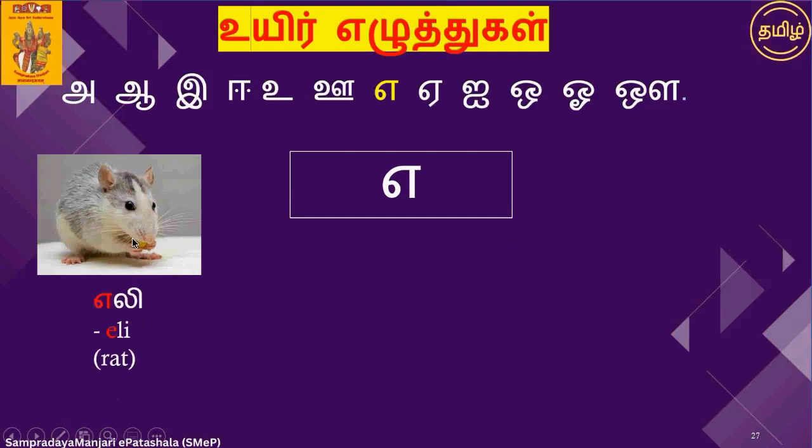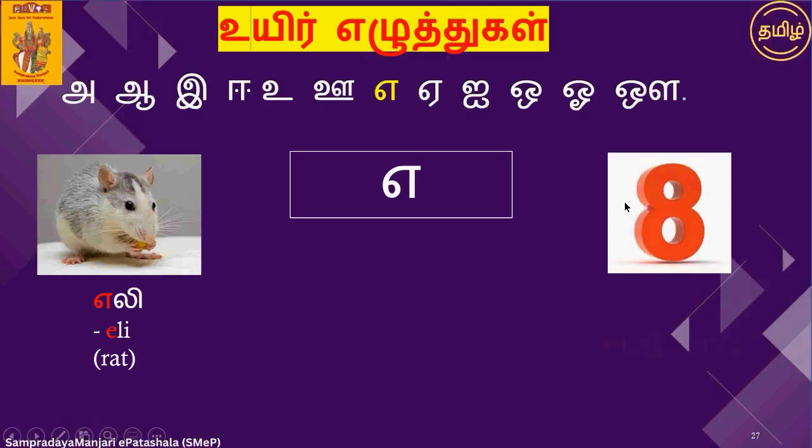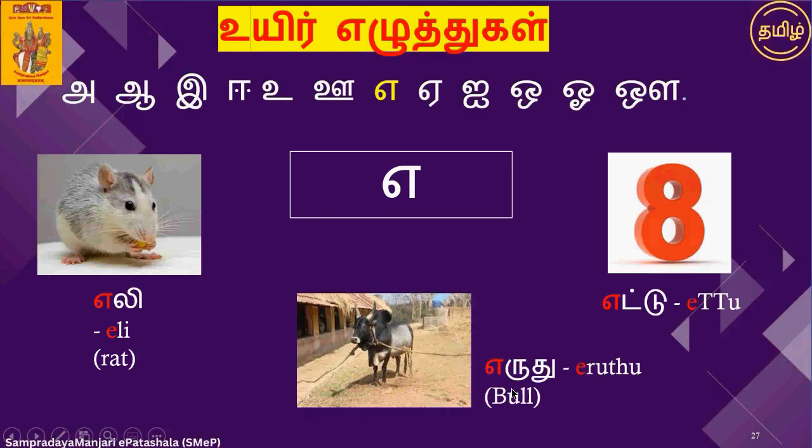A, you see the word. A, Eli. Note the transliteration, which is small e. A, Eli. The meaning is given in the bracket, rat. Rat, in Tamil, it is Eli. Now, number 8 in Tamil is Ettu. Ettu. So, we will see about that later. One more word. Bull means erudu. In Tamil, we say bull as erudu. A. Erudu.